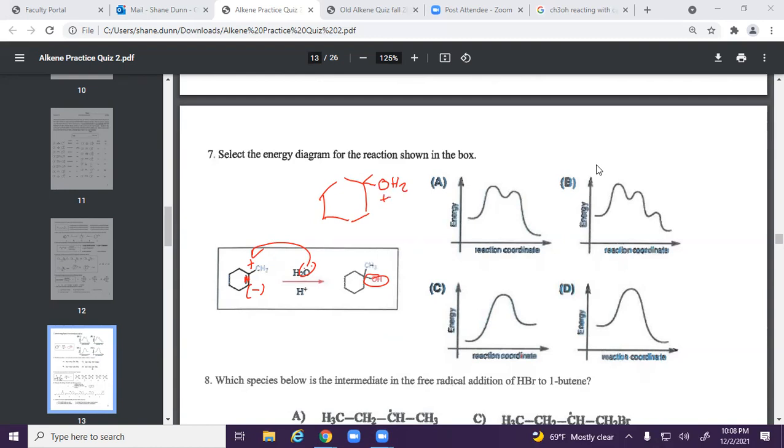C and D are wrong, because that is an intermediate, correct? I have to have the H come attack to form something, right? That's what's going on there. Does that make sense? So C and D say there are no intermediates, but there is an intermediate. So next thing I look at, the next two.